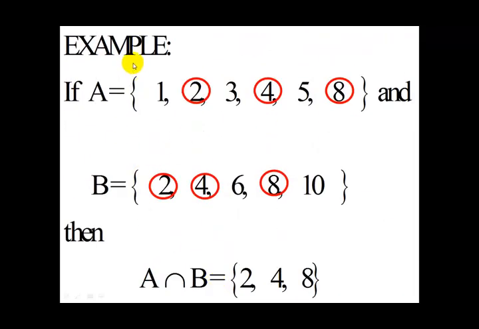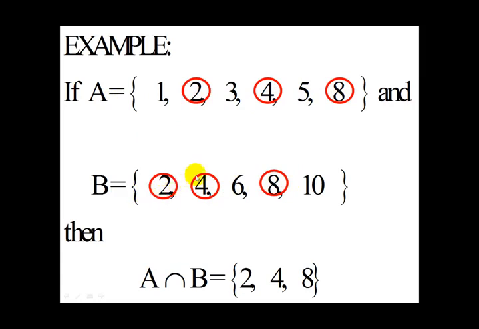Now, for example, consider these two sets. The elements of the set A are 1, 2, 3, 4, 5, and 8. And the elements of the set B are 2, 4, 6, 8, and 10. We can see that there are particular elements which belong to both the set A and the set B, and those elements are 2, 4, 8. Because 2, 4, 8 can be found among the elements of the set A, and can also be found among the elements of the set B.